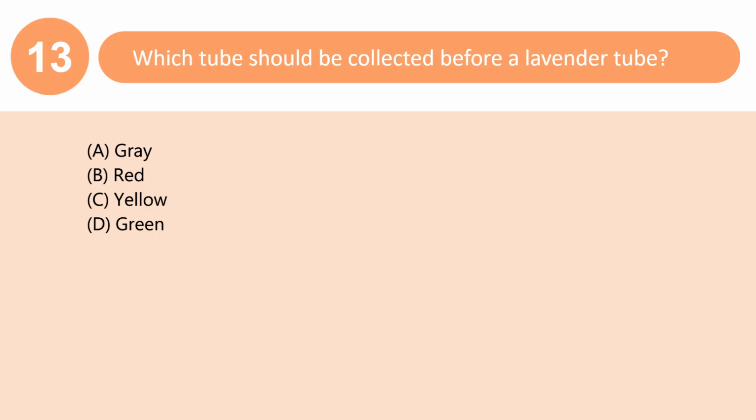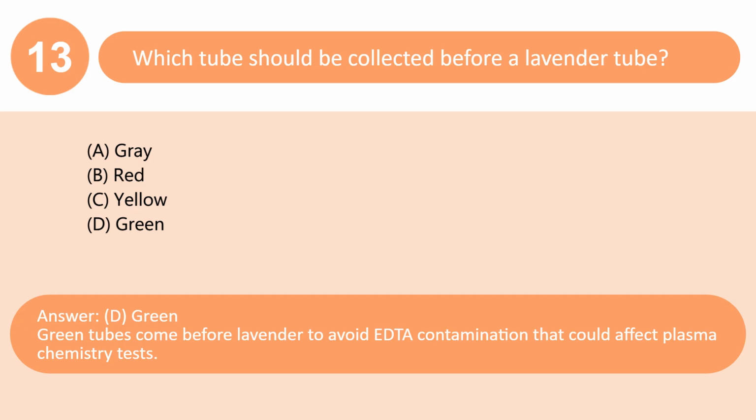Which tube should be collected before a lavender tube? A. Gray. B. Red. C. Yellow. D. Green. Answer: D. Green. Green tubes come before lavender to avoid EDTA contamination that could affect plasma chemistry tests.